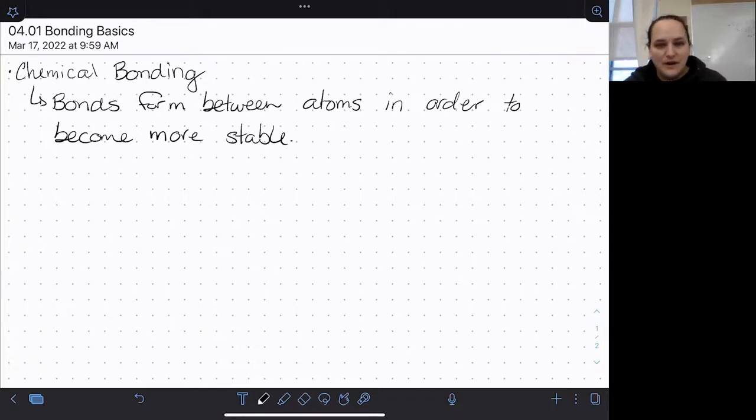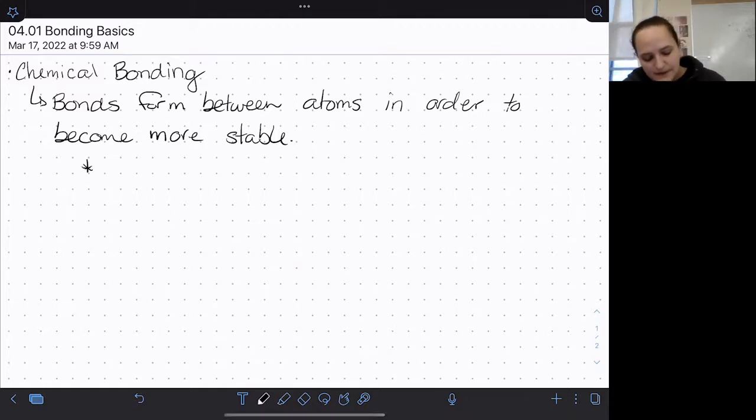If forming a bond will make both of those atoms more stable, that bond is likely to form. If it will not make those atoms more stable, that bond is probably not going to form. We might be able to make it form, but it's not going to be happy about it. So keeping this idea in mind that bonds form to make things more stable is really important.